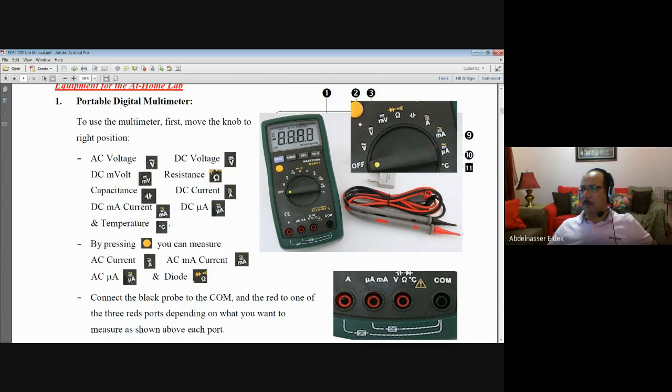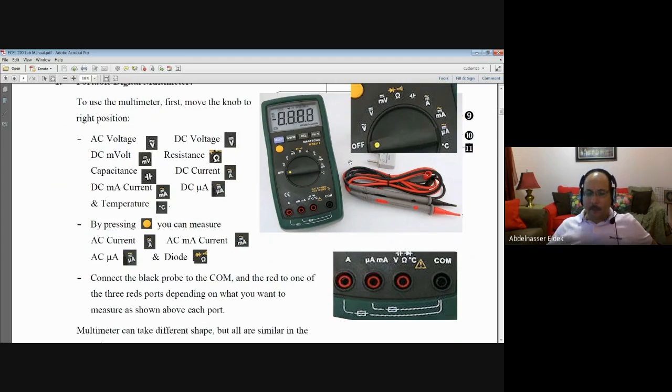If you want to measure DC voltage, it looks like you have to move the knob to this one. Or if you have a small voltage, in millivolts, you have to move it to this one. If you want to measure, for example, resistance, capacitance, or current, this one is current, this is high current, this is low current, and this is lower current in microamperes, and so on. And this is temperature.